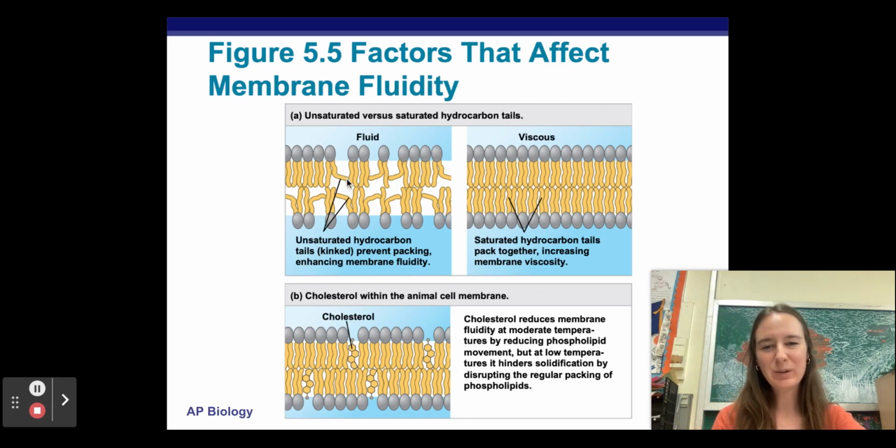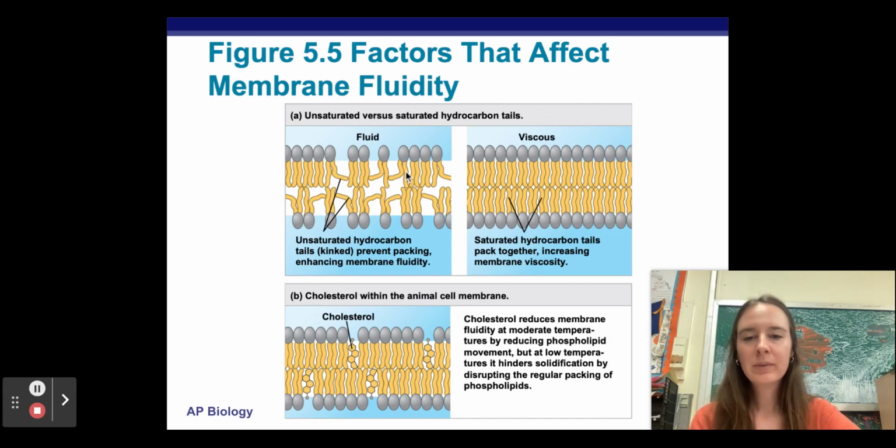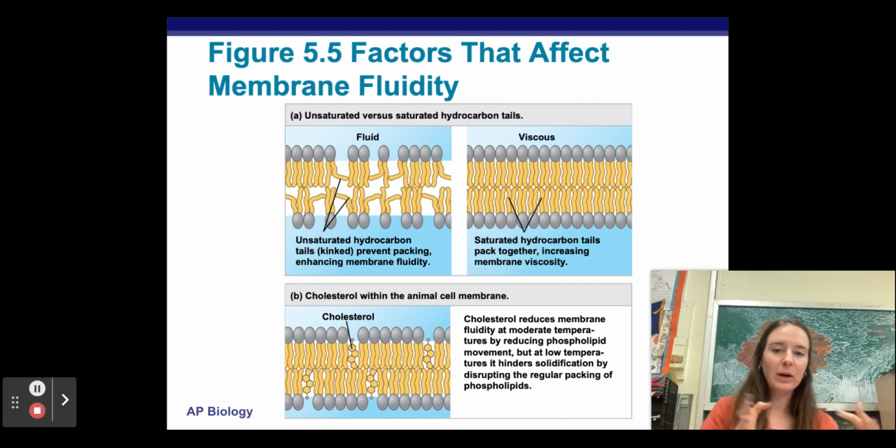So that bend in the tail, notice what it does to the membrane. Do you see all this extra space in here? What that will do is it will actually make the membrane even more fluid. So the phospholipids can't pack really closely together, and so it will enhance the fluidity of the membrane. It will be more fluid.